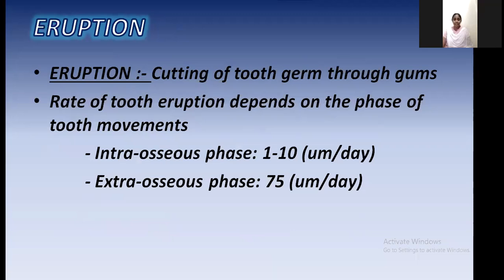What is eruption? It is the cutting of tooth germ through the gums. Rate of tooth eruption depends on the phases of tooth movements. The intraosseous phase is 1 to 10 micrometers per day, and the extraosseous phase is 75 micrometers per day.